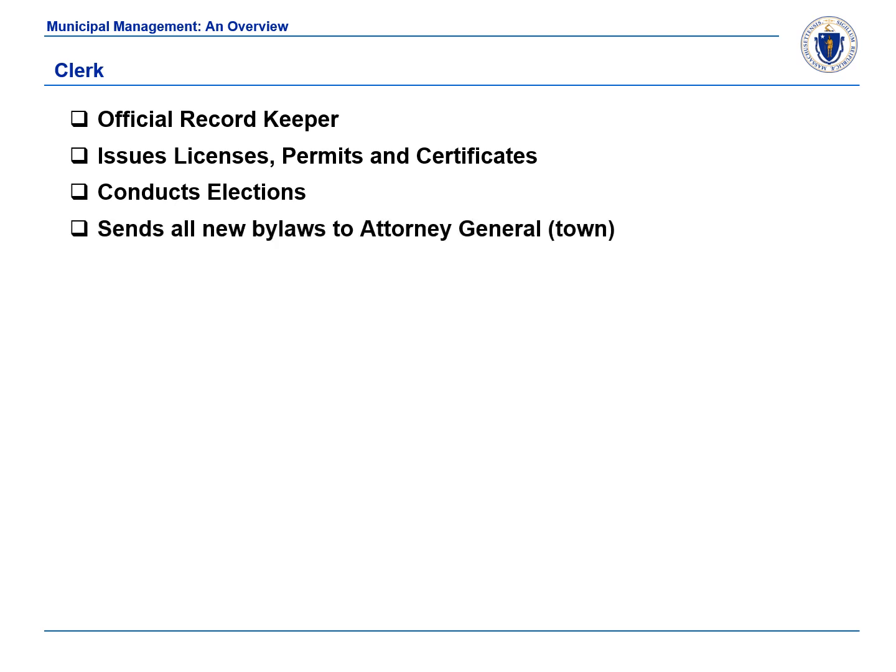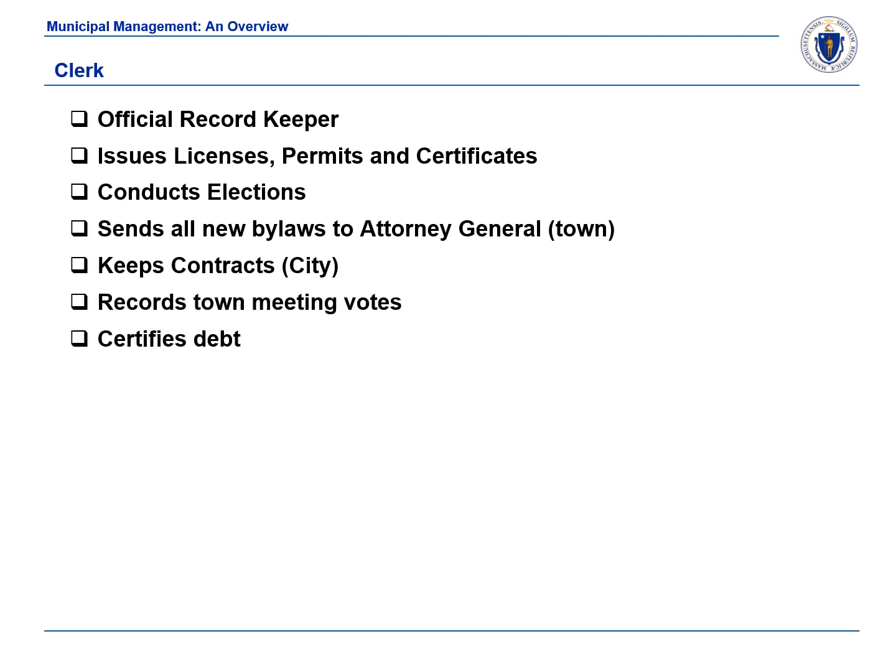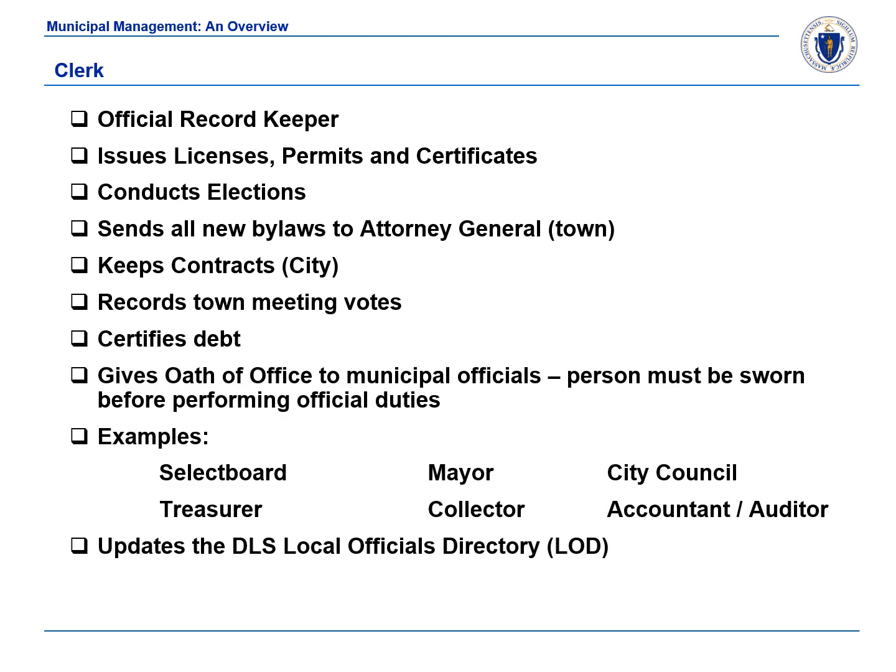In a town, the clerk sends all new bylaws to the Attorney General for review and approval. Only in a city, the clerk keeps all the municipality's contracts. The city or town clerk records all the votes of the legislative body and certifies the results of all Proposition 2.5 referenda elections.